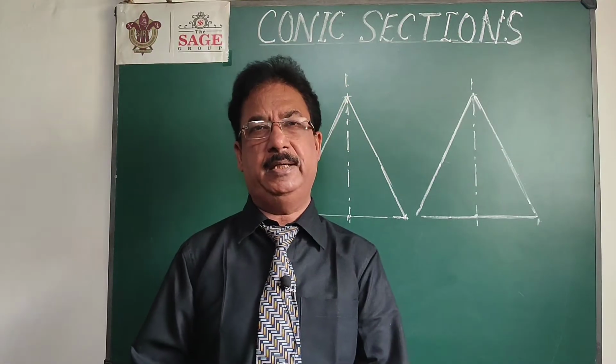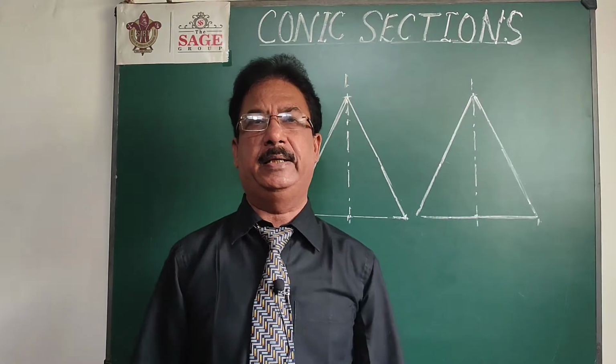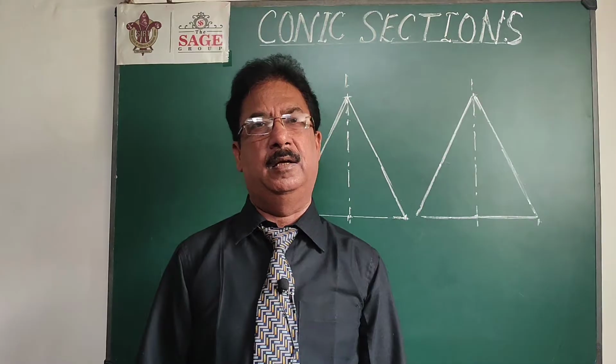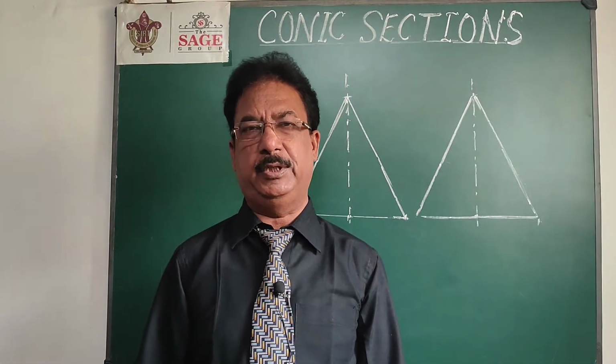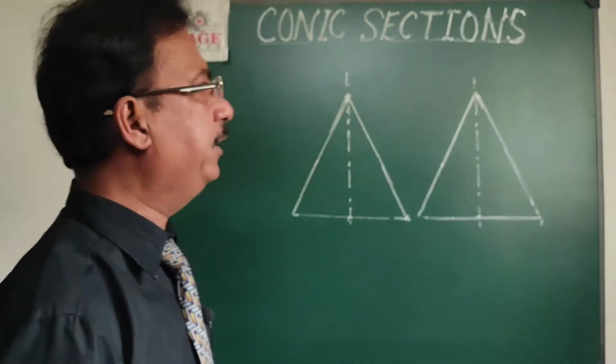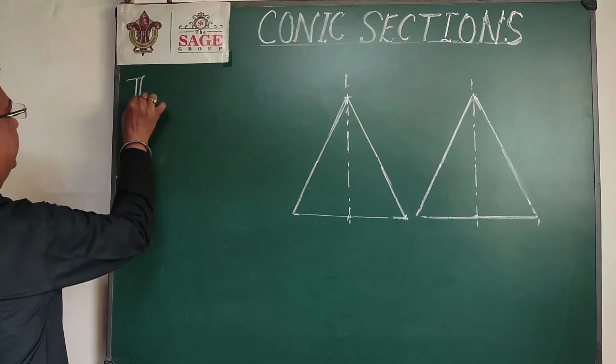As the name suggests, we can define conic sections as the sections obtained by intersection of a right circular cone by a plane at different positions with respect to its base or axis. That is the simplest definition, and we call them conic because they are part of a cone.